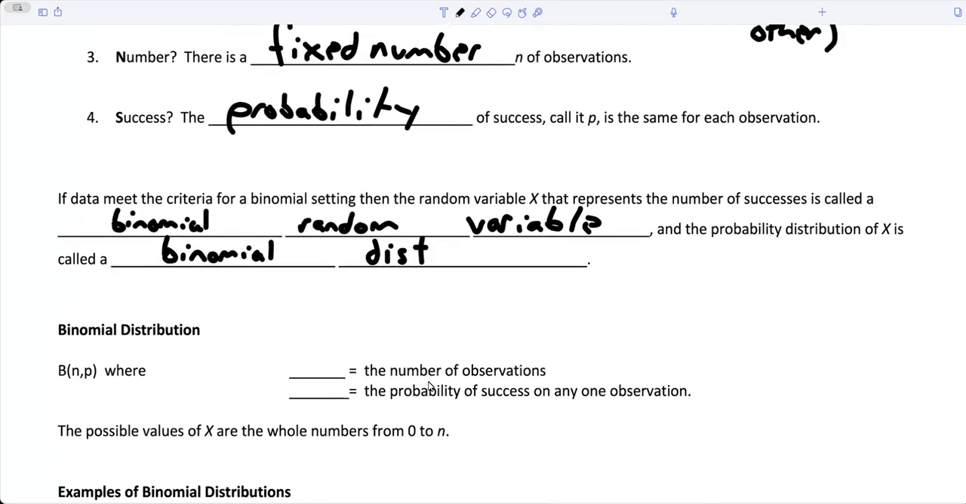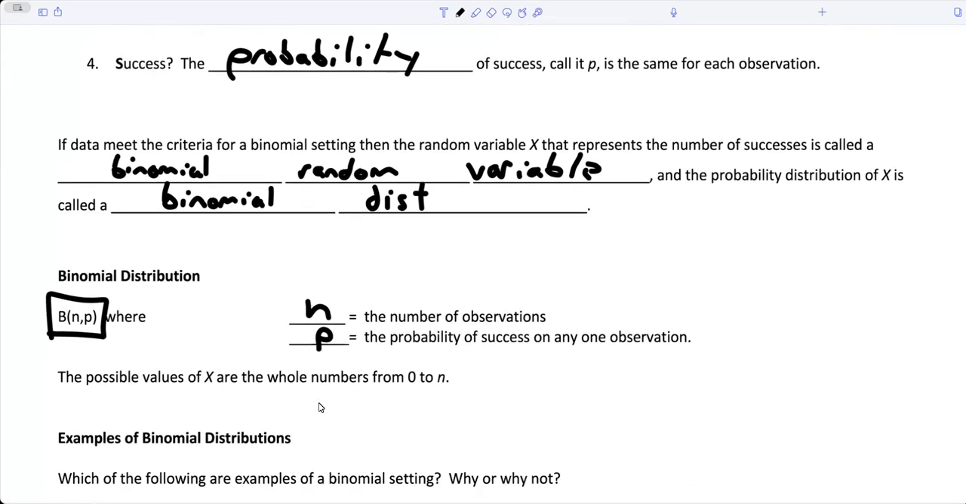All right, so the shorthand notation for a binomial distribution is this. We've seen this notation before, right? With a normal distribution where we have the mean and standard deviation. Binomial distribution with n and p, where n is the number of observations and p is the probability of success on any one observation. And so in a binomial distribution, the values of X are the whole numbers from 0 to n. So a binomial distribution always starts with 0, right?